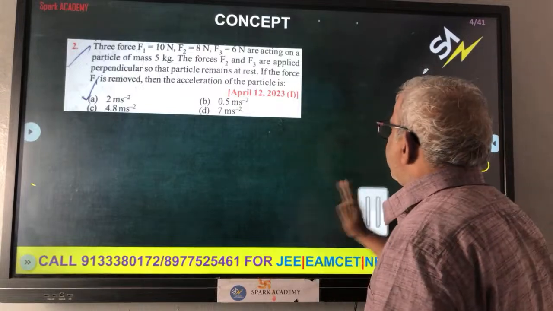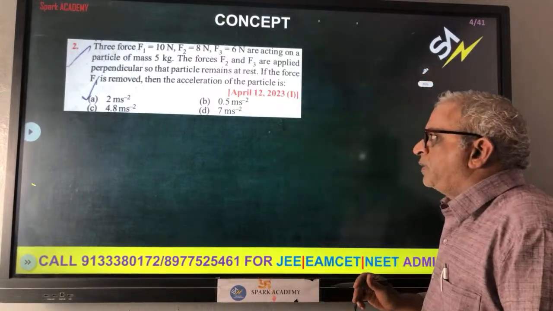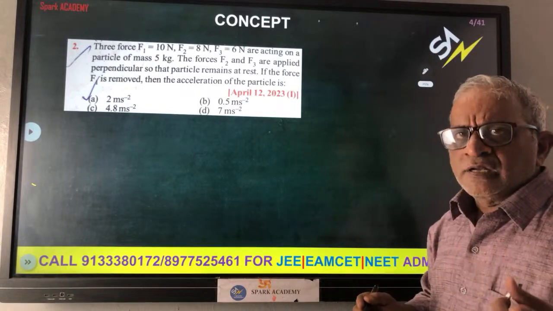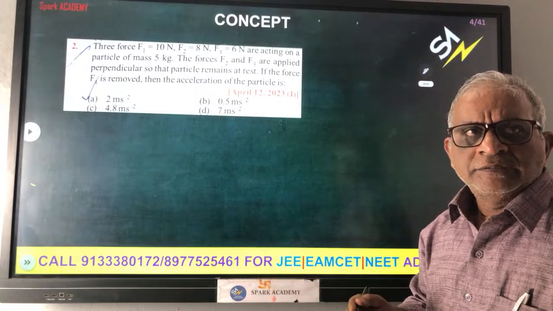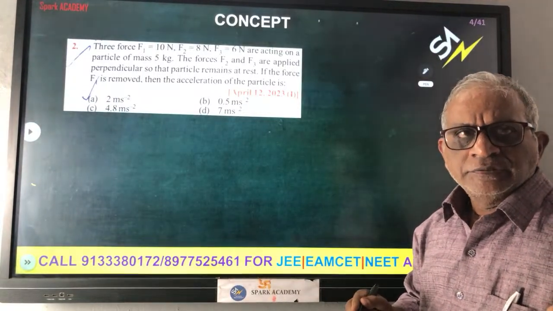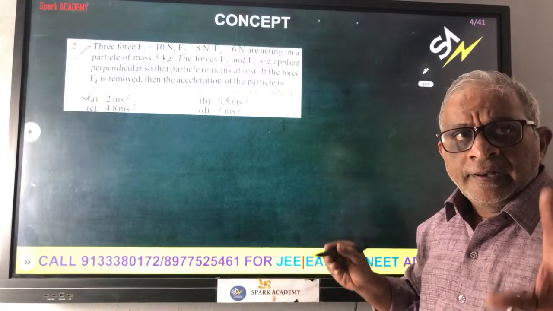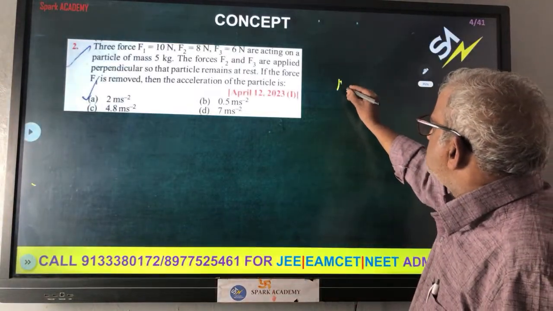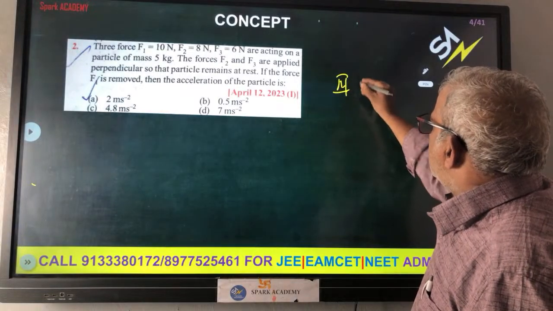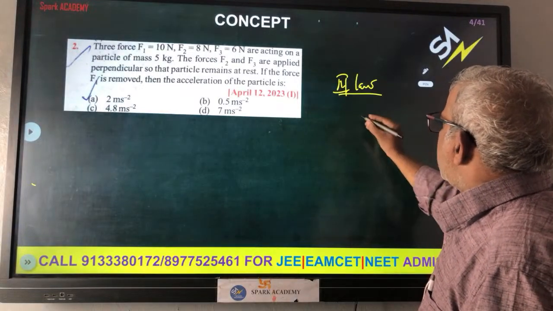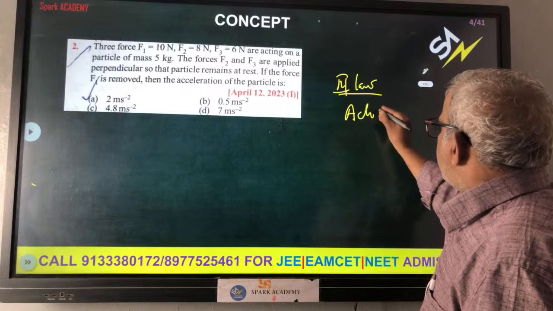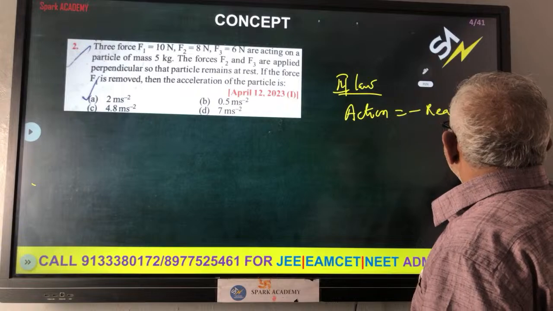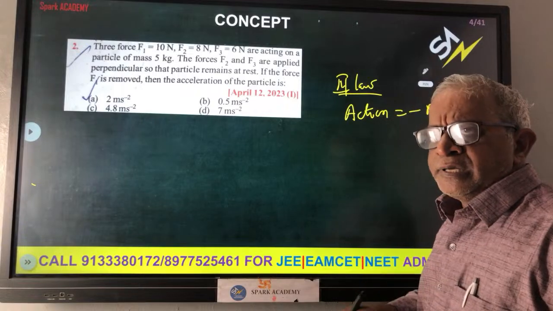Last point I am telling you before trying the problems here. We introduced Newton's first law, second law, and impulse also. Then next is Newton's third law. What is the third law? For every action there is an equal and opposite reaction. These are internal forces.